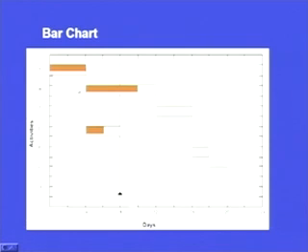Then we have bar charts. In bar charts also, on the x axis we have days, and on the y axis we have activities. Now, these activities are represented here in the form of bars, and maybe we can say on the 8th day what the completion is, how much work has been completed and how much work is left to be completed.